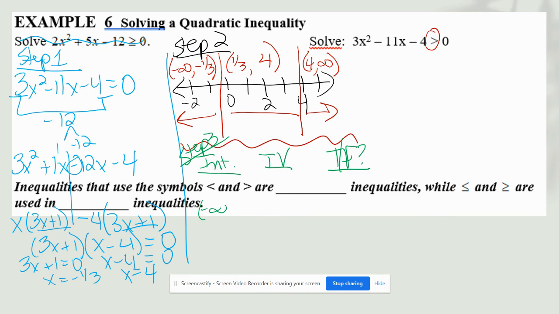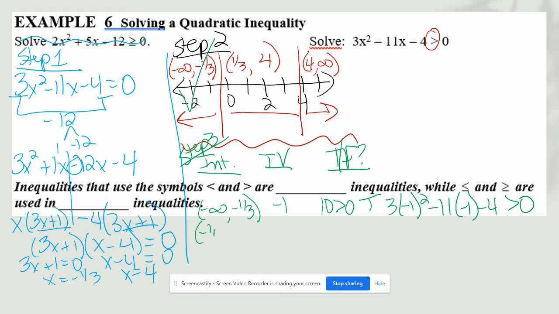Our first interval, negative infinity to negative 1/3. I am going to make that test value negative 1. 3 times negative 1 squared minus 11 times negative 1 minus 4 has to be greater than 0 to be true. And I do all this math. I end up with 10 is greater than 0. This is true. So that first interval is good to go. We can have that in our answer.